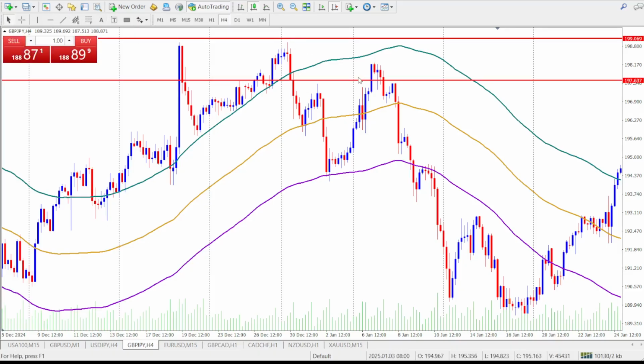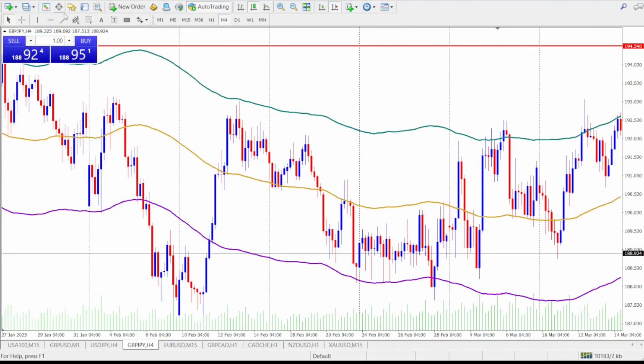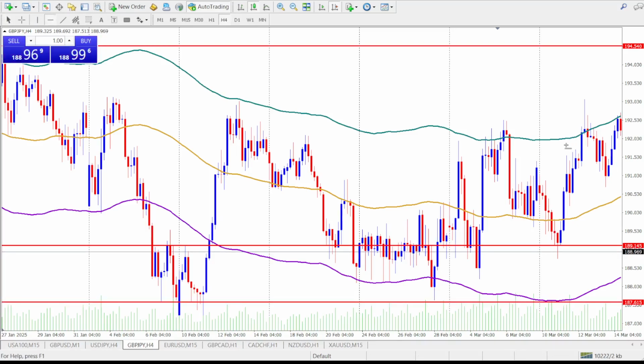Stop loss can be above the previous swing high. Take profit can be when the price gets to the lower band. In the case of a buy trade, once you get your confirmation candles, you can set your stop loss below the swing low. Take profit can be around the upper band.